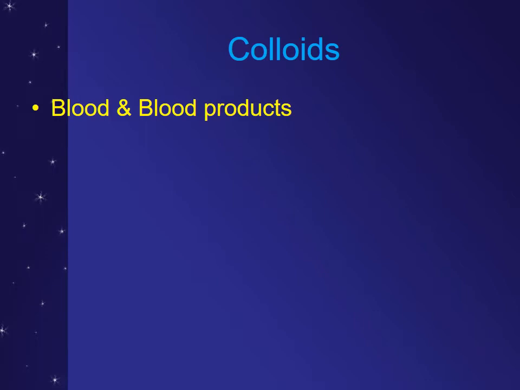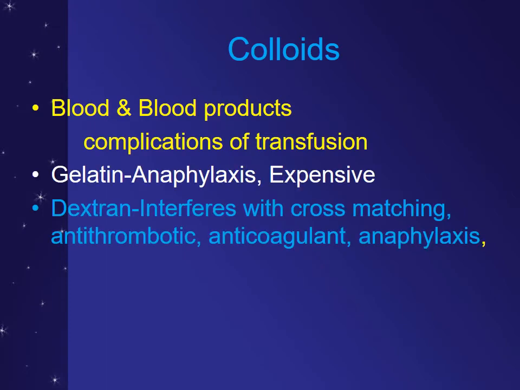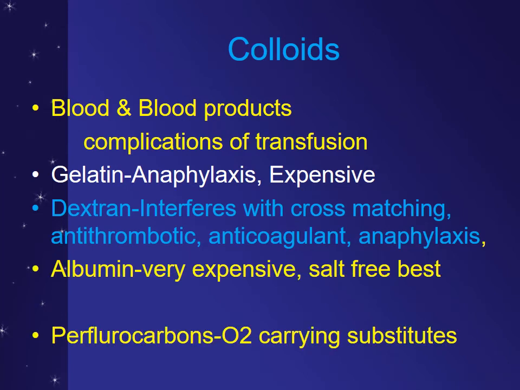So what are the different types of colloids we can infuse in a patient who has bled? We have natural colloids like blood and blood products, and when we transfuse blood and blood products, we have to bear in mind that there's a possibility of the patient having complications due to transfusion. And then we have synthetic colloids like gelatin solutions, dextran and albumin.